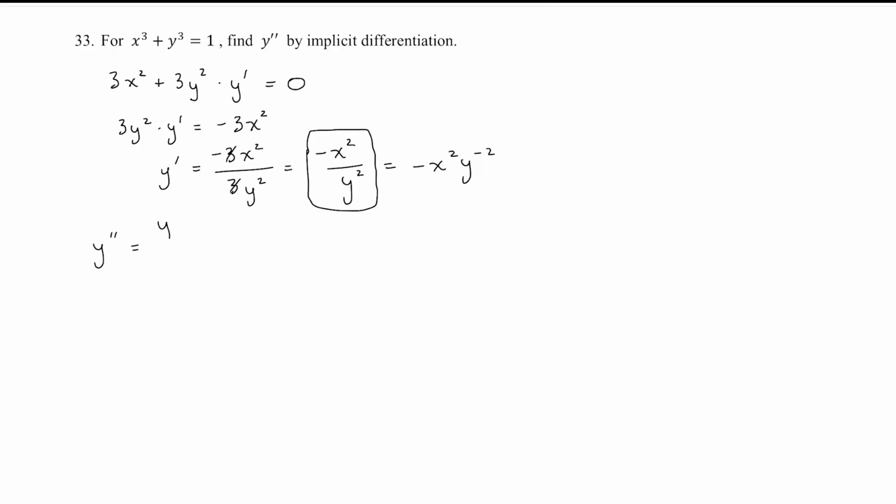So the second derivative, y double prime, is the derivative of the first derivative: denominator times the derivative of the numerator, minus the numerator times the derivative of the denominator. Now remember, the derivative of y squared is 2y times, let me keep using my prime notation, times y prime. Okay, so that is denominator times the derivative of the numerator minus the numerator times the derivative of the denominator, all over the denominator squared.